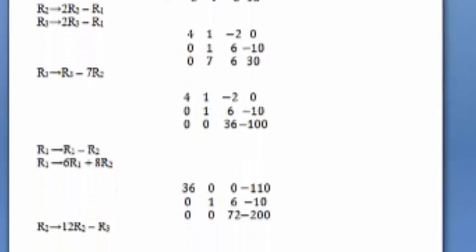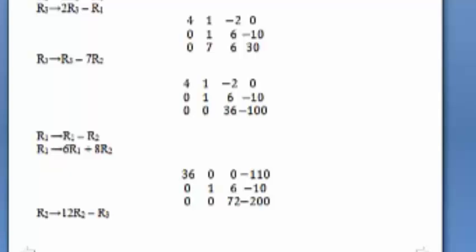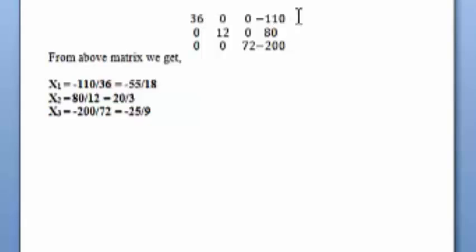and moving on, the final matrix we get is this one, and from this final matrix we get the value of x1 equals minus 110.36, which will be further simplified, and the final answer will be minus 55 upon 18. x2 will be this and x3 will be this.